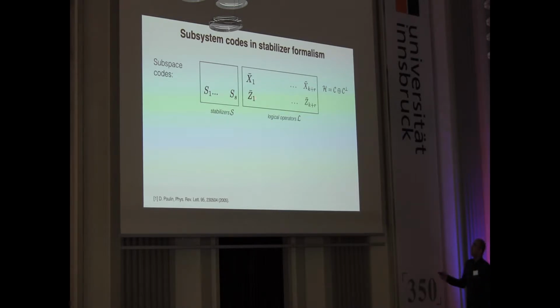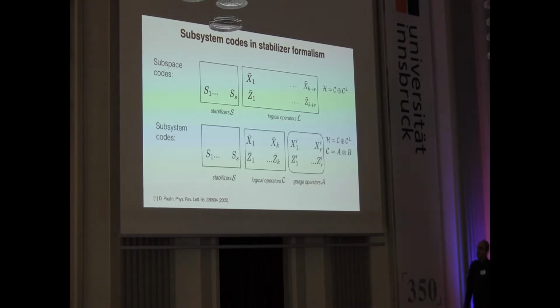One can actually prove that in this formalism, you can always make these logical operators come in conjugate pairs, meaning that operators with the same index anti-commute and with different index commute. So we can always write them in this canonical way. For subsystem codes, we can just think about having the same code, but ignoring some of the logical operators. So here I'm saying that I don't care about these logical operators.